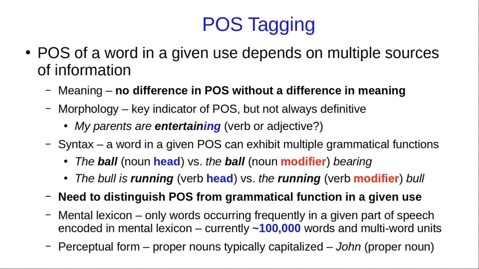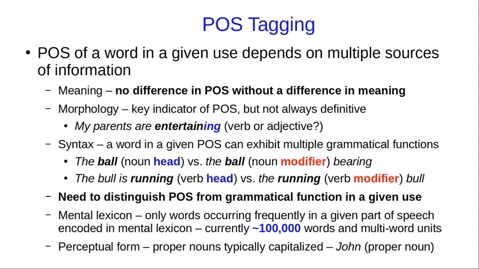In the expression, my parents are entertaining, is the word entertaining a verb or an adjective? Well, if we say my parents are very entertaining, then the occurrence of very before entertaining is compatible with an adjective. On the other hand, if we say my parents are entertaining the neighbors, then the occurrence of the object, the neighbors, after entertaining is compatible with entertaining being a verb. Syntax is also important to determination of the part of speech of a word.